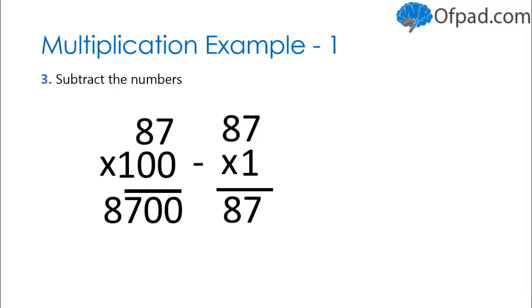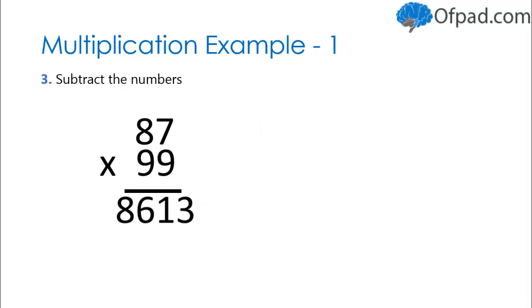Subtract the two numbers. 8700 minus 87 gives 8613. If you have trouble with subtraction, remember that the last digits add up to 10 and the other two digits add up to 9. So we have the final answer 8613. Let us look at another example.